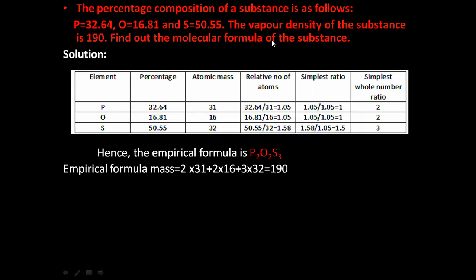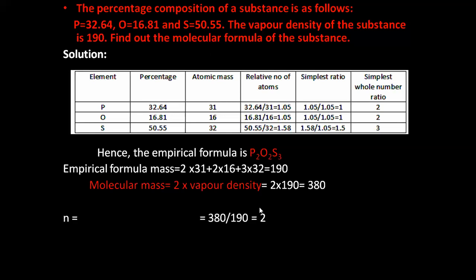In the question, what is given is vapor density. If ever you come across vapor density and you require the molecular mass of a particular substance, always remember that the molecular mass of any substance is always twice the vapor density. So vapor density is given to be 190, so it will be 380. So remember this formula: molecular mass is twice the vapor density.